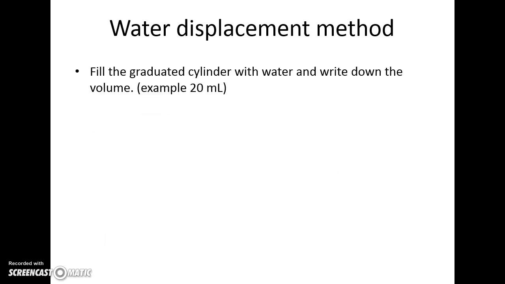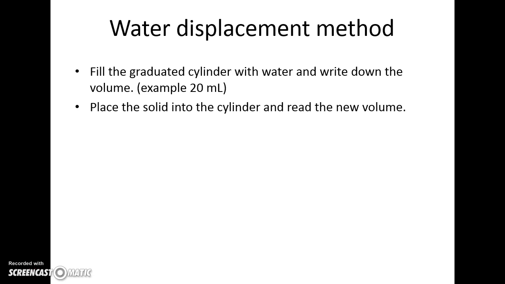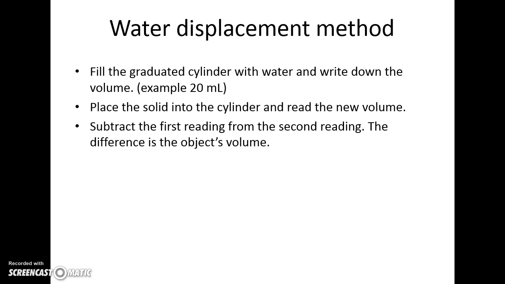So you have to fill the graduated cylinder. I wrote the example here of 20 milliliters, but it could be really any 30, 40 milliliters. Place the solid into the cylinder and read the new volume. Subtract the first reading from the second reading. The difference is the object's volume.